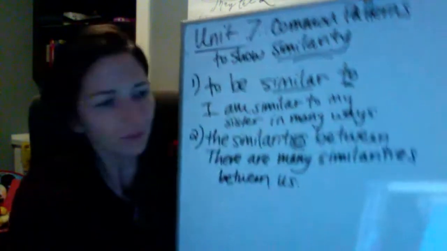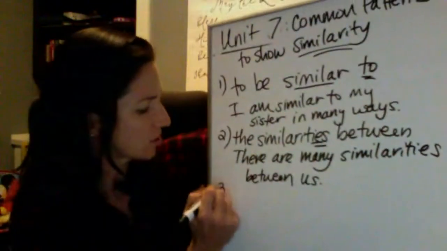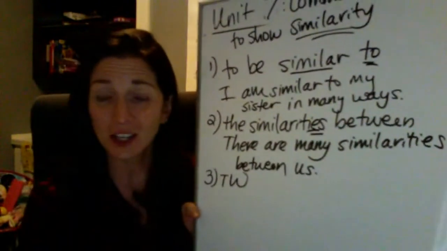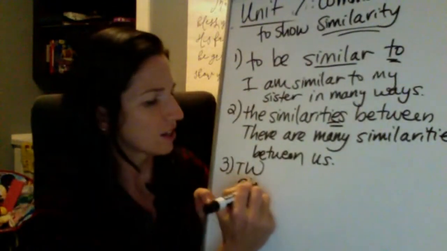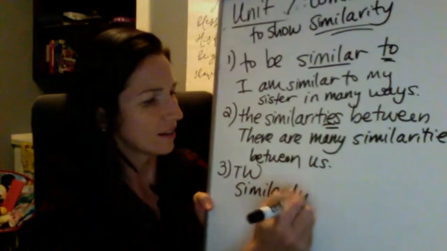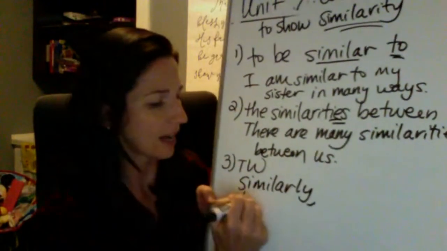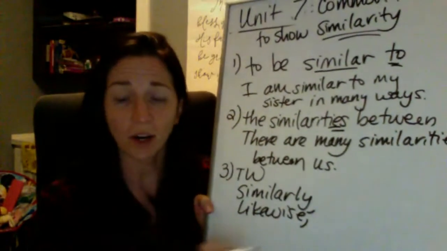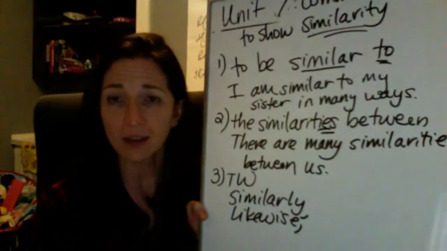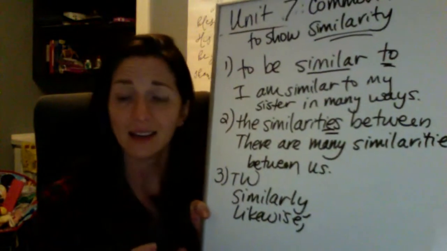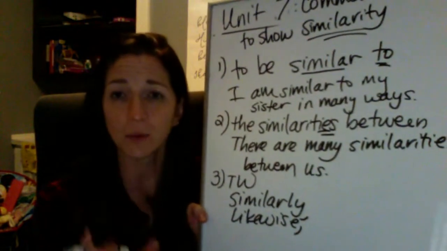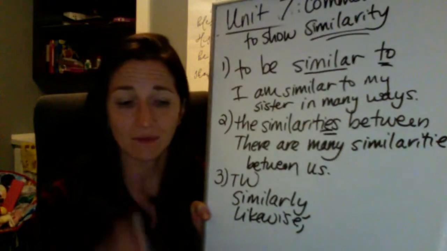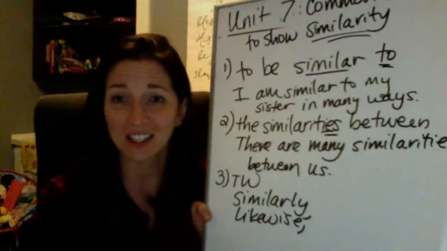We also have a couple of transition words. I'm going to call these our TWs, transition words. And these are similarly, comma, and likewise, comma. Remember, it's a transition word. Think about it with the comma. It can come at the beginning, before a sentence. It can come between two sentences with a semicolon. Okay, it's a transition word.